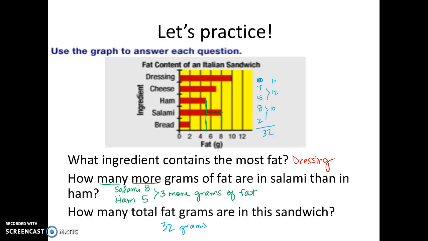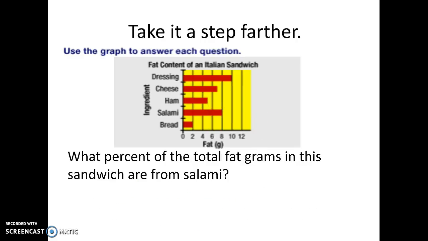All right, so let's move on to the next one. So what percent of total fat in the sandwich are from salami? So we're looking at salami. It's at 8. So this is a part to whole. So 8 over 32. What percent is that?